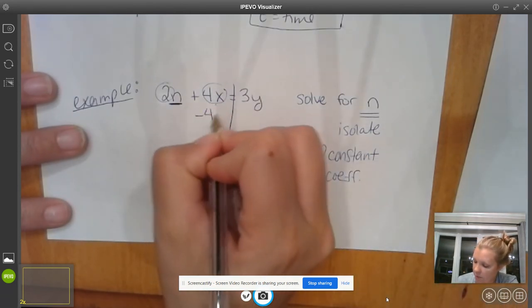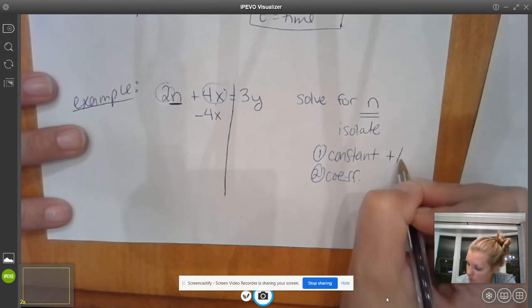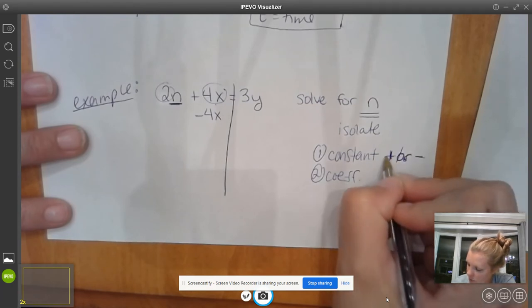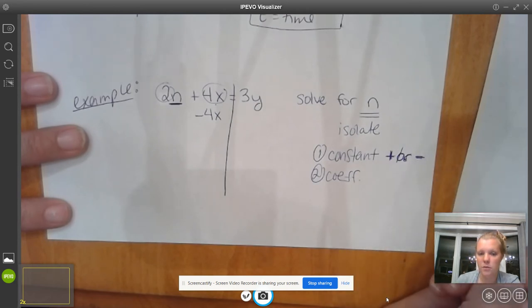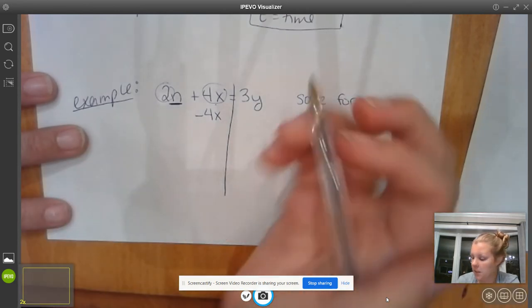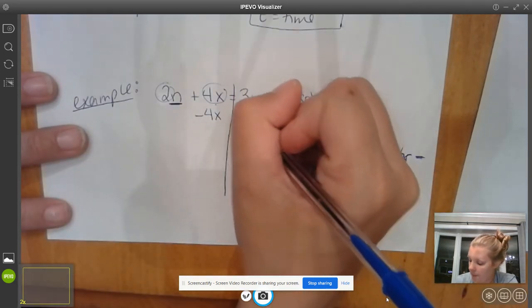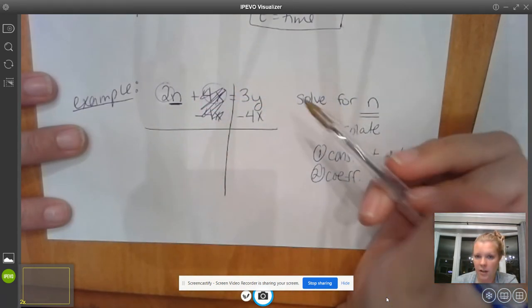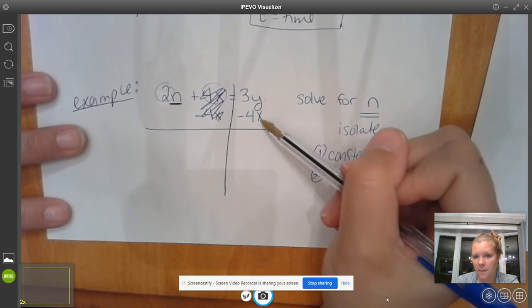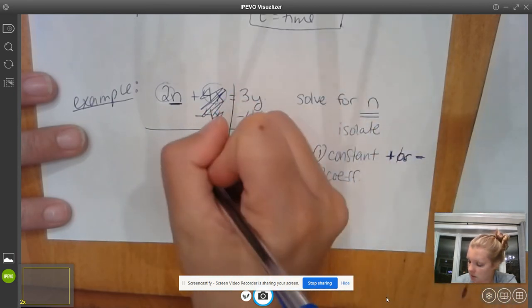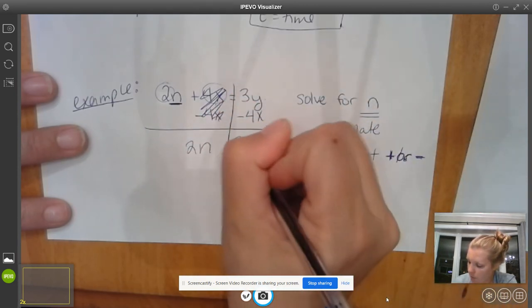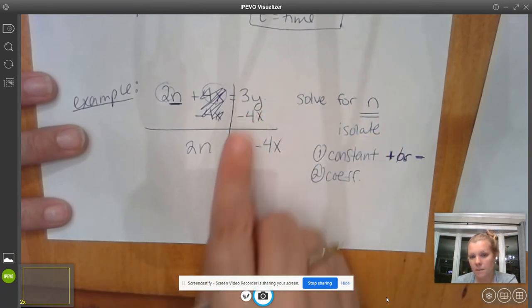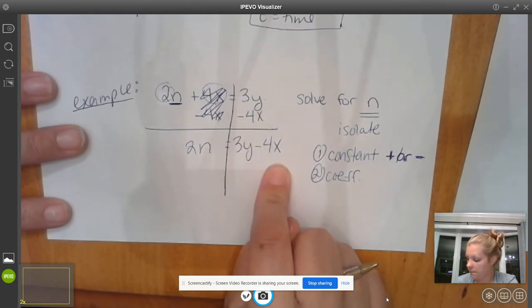We're going to take away 4x. We always add or subtract. I should make it the word or, not the slash, so you don't think it's divide. Add or subtract first because we're doing the opposite of PEMDAS. And we're going to take away 4x. 4x minus 4x is nothing. Can we do 3y minus 4x? Nope. Those are not like terms. So I'm just going to write it out. Instead of stacking, we're going to write it horizontally.